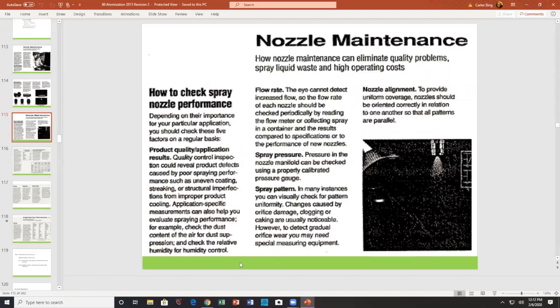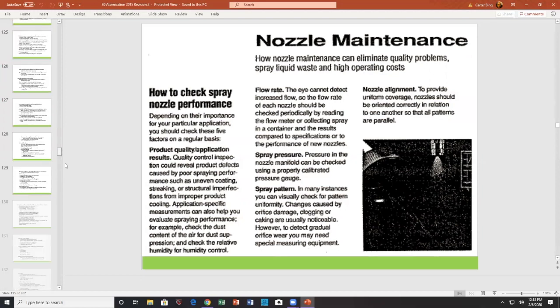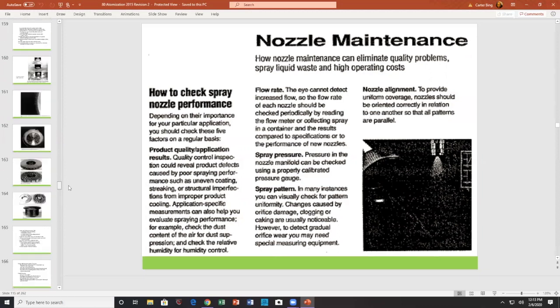See what we have here. How to check. Okay, basically you're checking flow rate versus pressure drop. What you're doing is getting the measurements for the flow number, right? Product quality and application results, you check the flow rate and pressure. Right there is the flow number. Then you check the pattern, right? And then you check alignment. Alignment's really neat, right? That's where you have your padinator involved. Let's dig up that padinator.